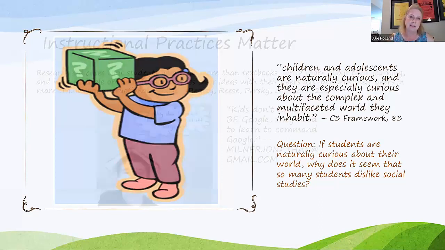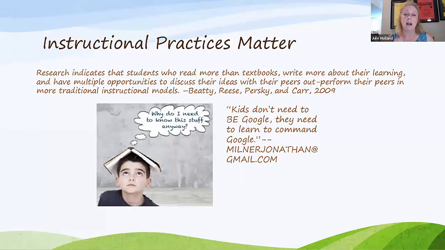If you think about what's here on the slide for a minute, we know that our instructional practices matter. The kids, as it says, don't need to be Google. They don't need to just regurgitate information anymore, but they need to learn how to command it. Research indicates that students who read more than just textbooks, write more about their learning, and have multiple opportunities to discuss their ideas with their peers, outperform their peers in more traditional instructional models, almost without fail.